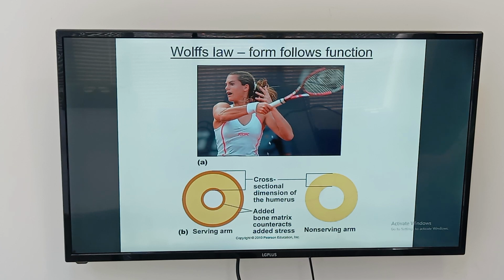So, for this tennis player, her serving arm is used more. Let's assume it's her right hand. So, of course, naturally, the bone will have added bone matrix to counteract the stress.